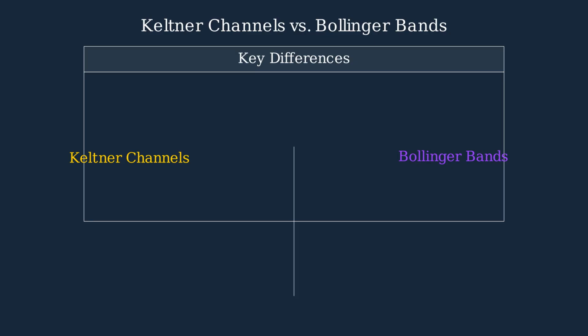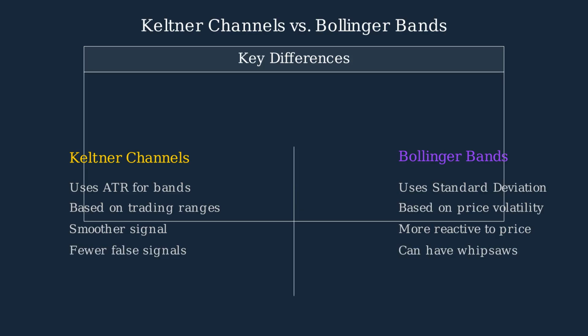Keltner channels and Bollinger Bands are both popular technical indicators that use a central moving average with upper and lower bands. However, they differ significantly in their calculation method and behavior. The fundamental difference lies in how the bands are calculated. Bollinger Bands use standard deviation, which measures price volatility directly. Keltner channels, on the other hand, use average true range, or ATR, which measures trading ranges.